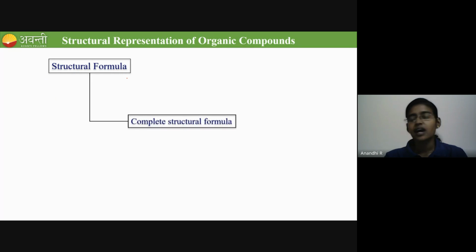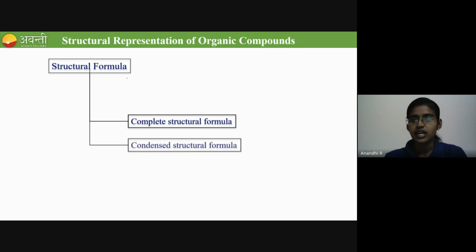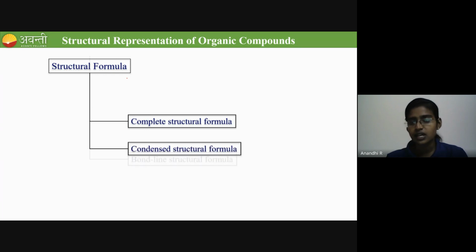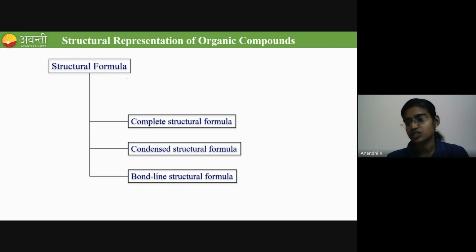So there are 3 representations. The structural formula can be represented using 3 ways. The first way is called the complete structural formula representation. Second is condensed structural formula. Third is bond line structural formula. So how many types? Complete structure, condensed structure, bond line structure. There are 3 types. Let's discuss one by one. All these are very easy only.